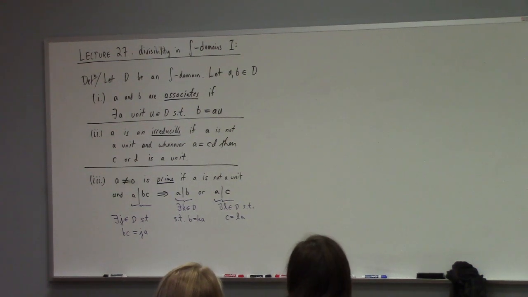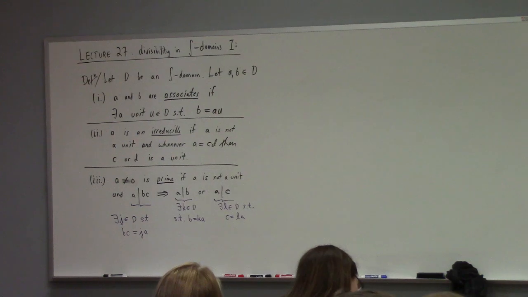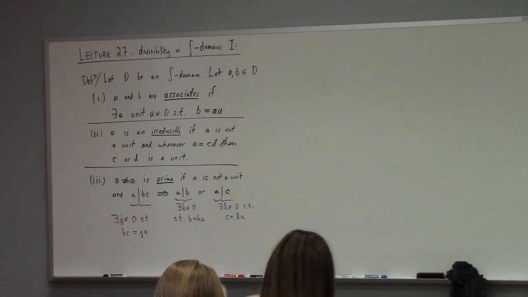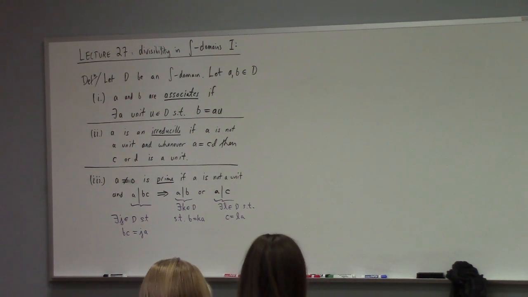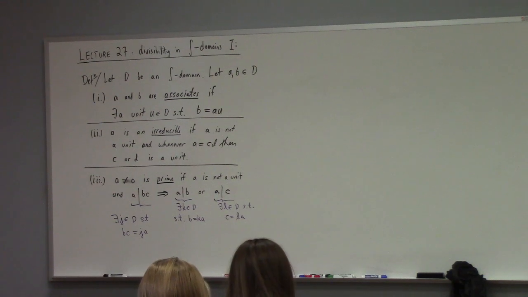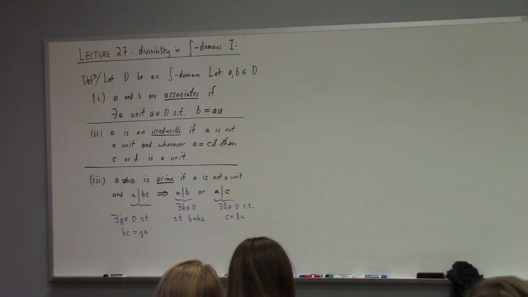Notice that this terminology at least agrees in part 2 with our usage of irreducible polynomial last time. An irreducible polynomial is an irreducible element of the polynomial ring F of x, which, by the way, is an integral domain. But we have now left the narrow confines of polynomial rings, and we're looking at more general ring theory. I'm not assuming that D is a polynomial ring.